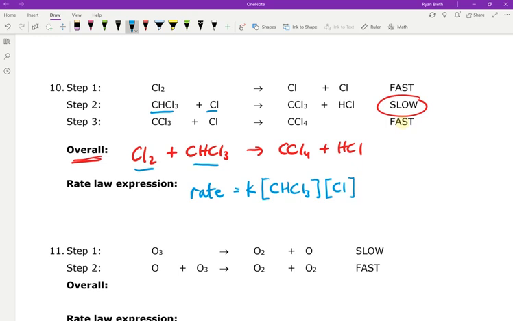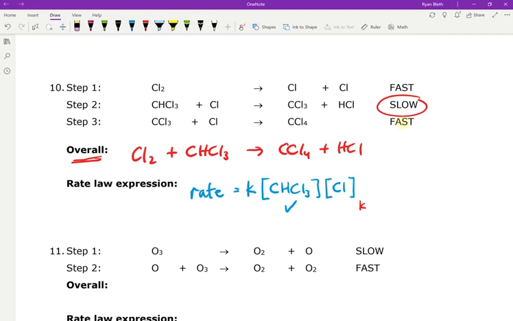Now if I look at that, CHCl3 is one of my reactants from the overall reaction equation, so CHCl3 can be in the rate law expression just fine, no problem with that. However, chlorine, Cl, the atom here, cannot be in the rate law expression because it's not in the overall reaction equation here as a reactant. And the reason that that's the case is, as we noted earlier, it's because it's an intermediate. It's formed in step 1, and it's used in step 2 and again in step 3. So we can't use Cl in the rate law expression.